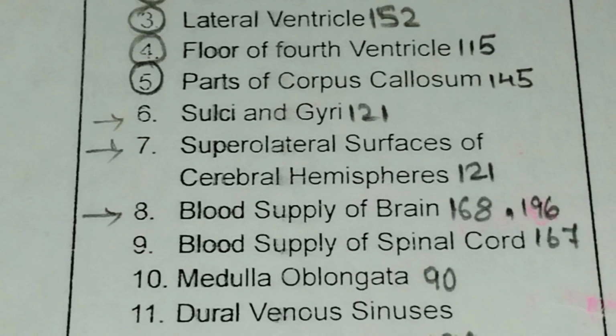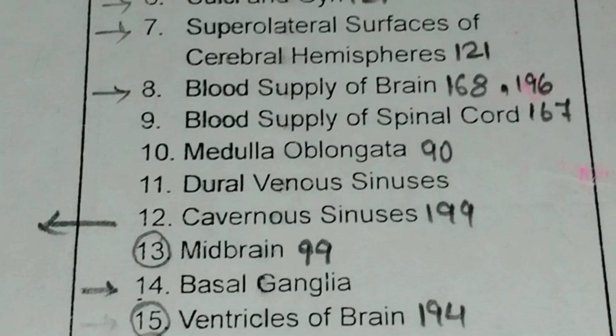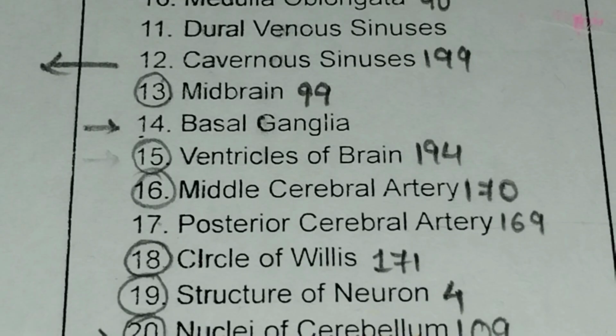Seventh one, superolateral surfaces of cerebral hemisphere. Eighth one, blood supply of brain. Ninth one, blood supply of spinal cord. 10th one, medulla oblongata. 11th one, dural venous sinus. 12th one, cavernous sinus. 13th one, midbrain. 14th one, basal ganglia. 15th one, ventricles of brain. 16th one, middle cerebral artery.